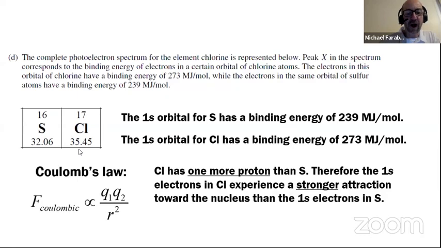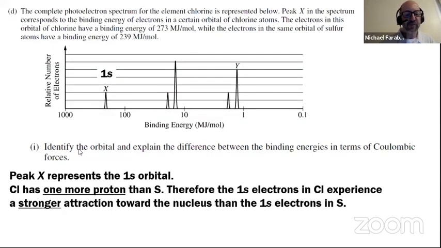So when you think about why size gets smaller as you go from left to right across a period, it's because of increasing nuclear charge. So again, you could say nuclear charge or simply more protons. So peak X is the 1s orbital. And because chlorine has one more proton than sulfur, the 1s electrons in chlorine experience a stronger attraction. Okay, so we have explained the difference.